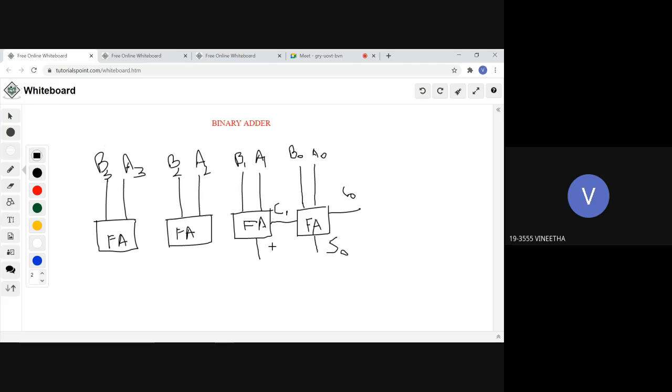So the output of this full adder is an input to this full adder. And again, we get S1 from here, and C2 would be the input for this full adder, and we get S2, and again C3 is input for this, and this is S3, and this is C4.